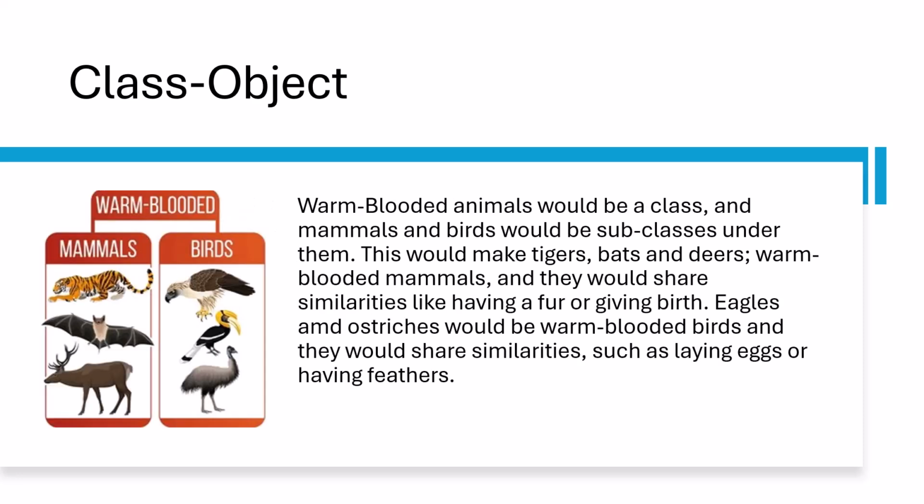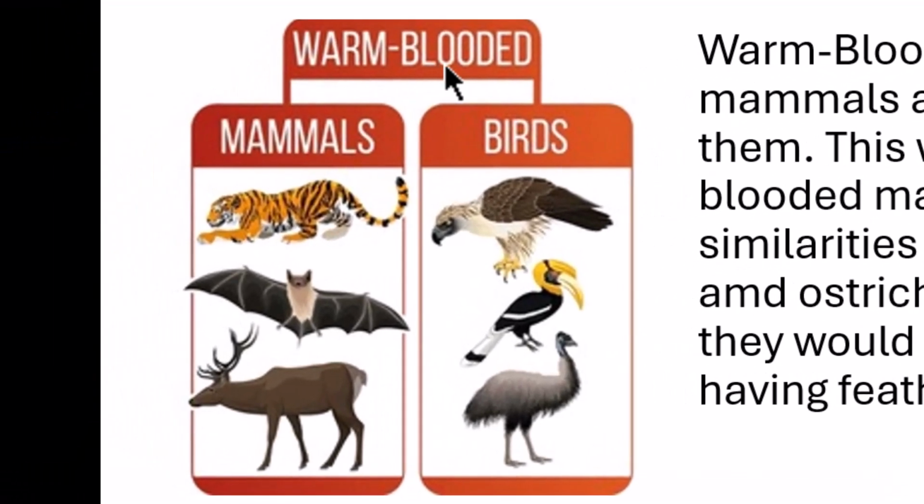And when it comes to that subject, I think biology is a great way to explain things because it is organized and systemized so well. Here I have a little chart. It shows you warm-blooded animals, and here we have mammals and birds. In a chart like this, warm-blooded animals would be a class, and mammals and birds would be subclasses under it. What this means is mammals and birds share similarities, and those similarities are under the name of being warm-blooded.